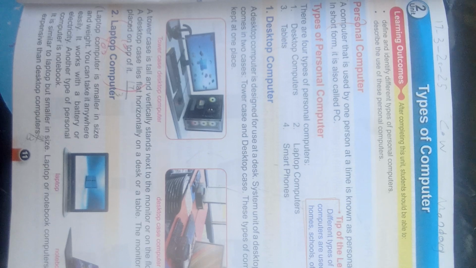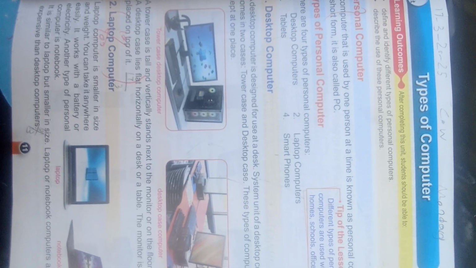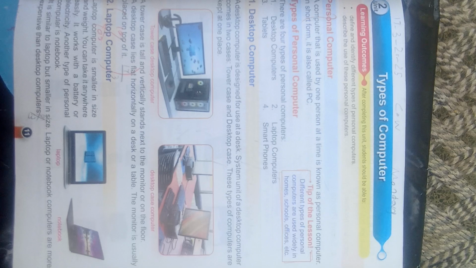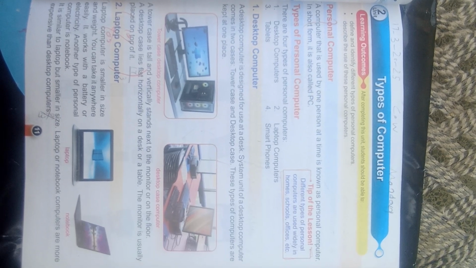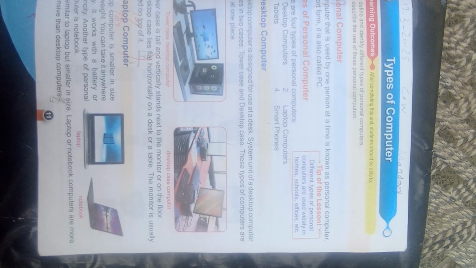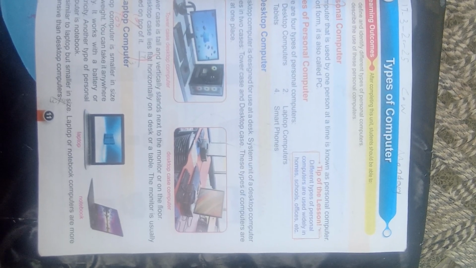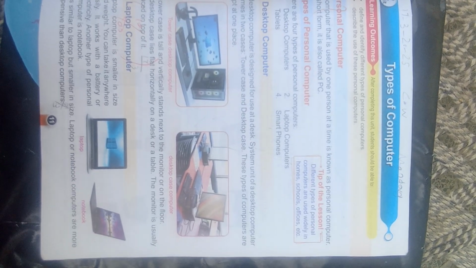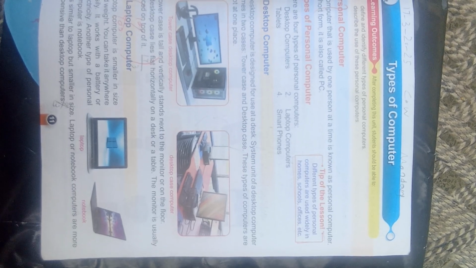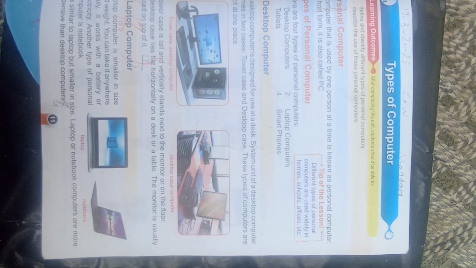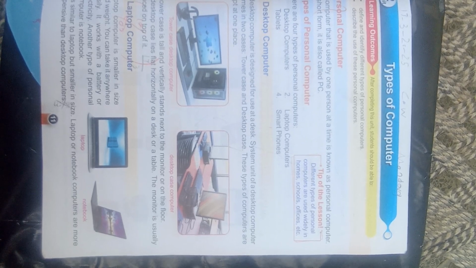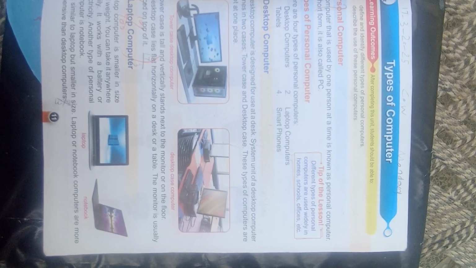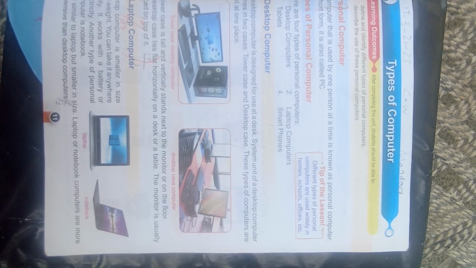Types of computer. Unit number 2. Personal computer. A computer that is used by one person at a time is known as personal computer. In short form, it is also called PC. Types of personal computer. There are 4 types of personal computers: desktop computers, laptop computers, tablets, and smartphones.